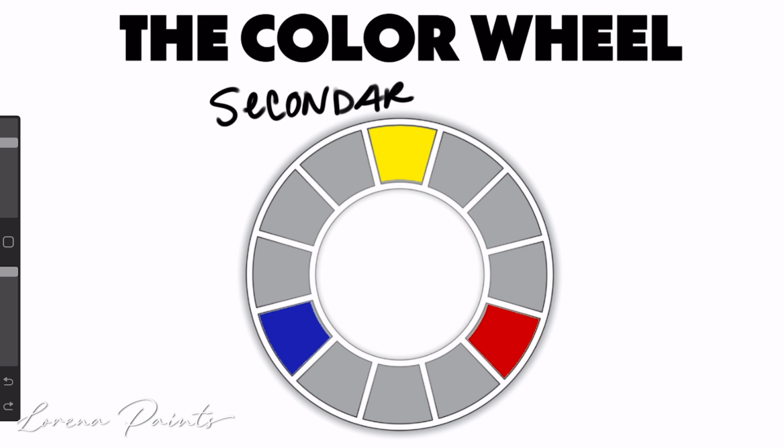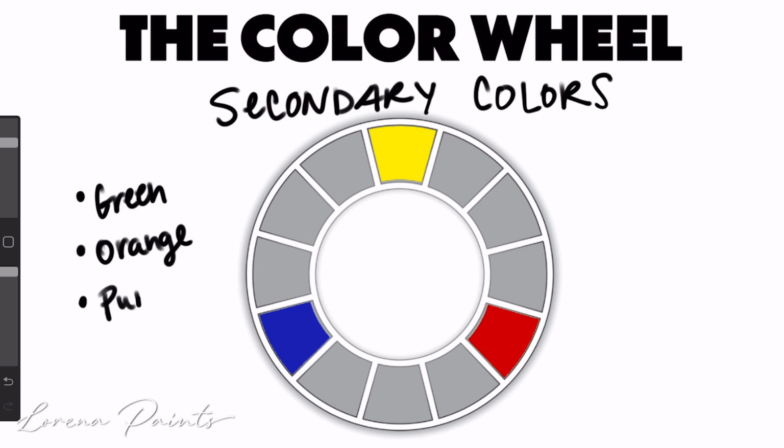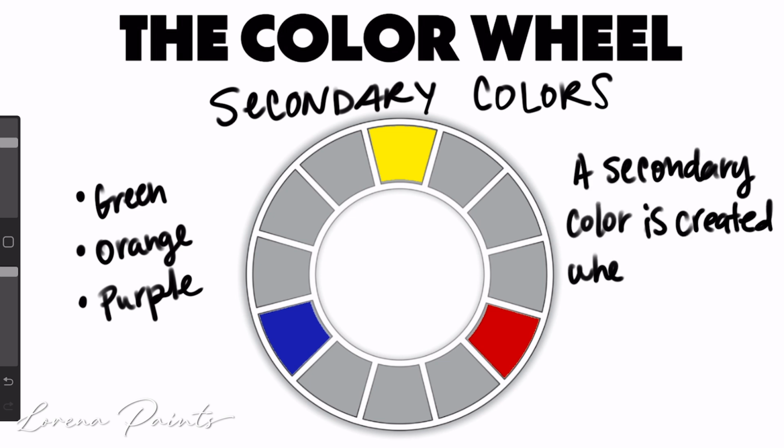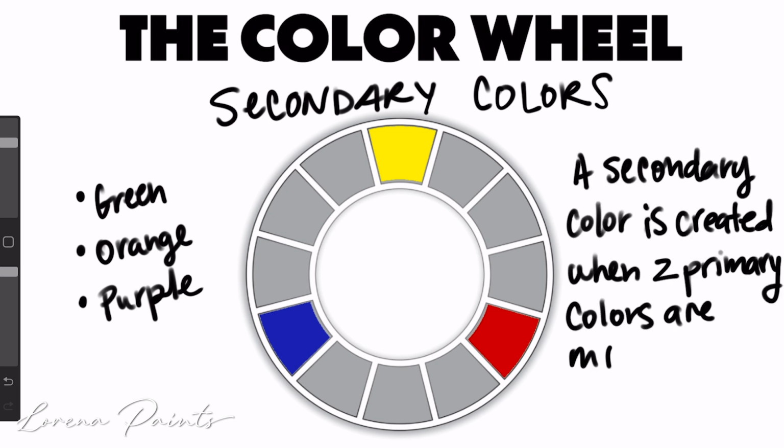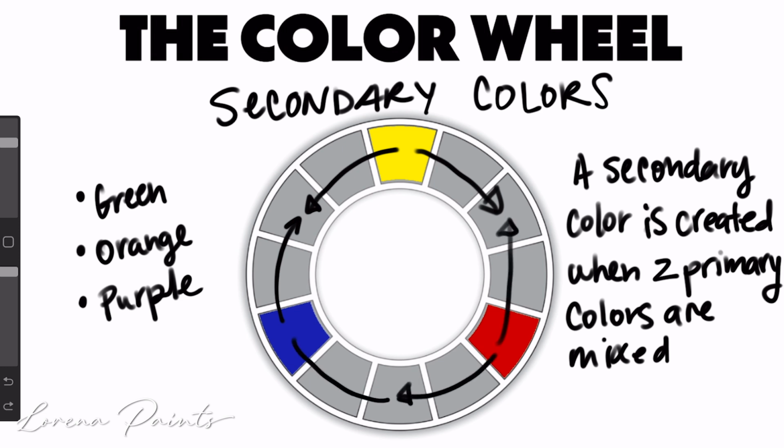Let's go into secondary colors. Our secondary colors are green, orange, and purple. A secondary color is created when two primary colors are mixed. When we mix blue and yellow, that will create green. When we mix yellow and red, that will create orange. And when we mix red and blue, that will make purple.